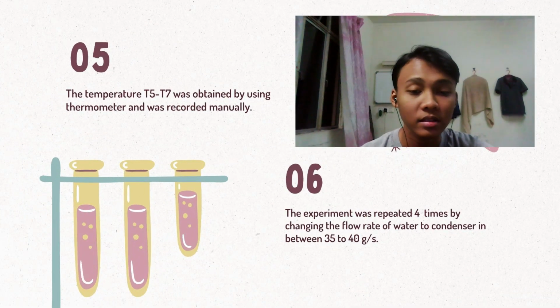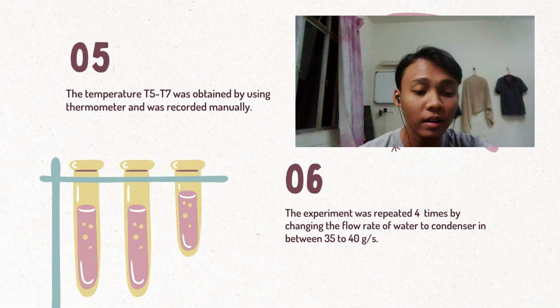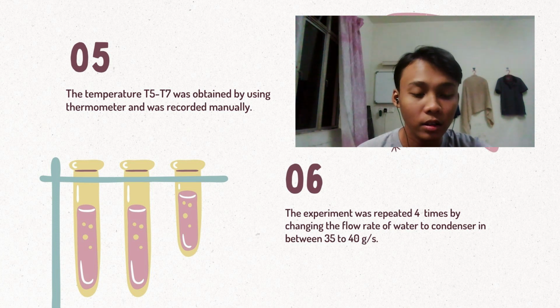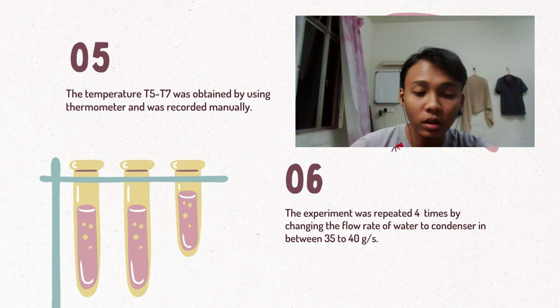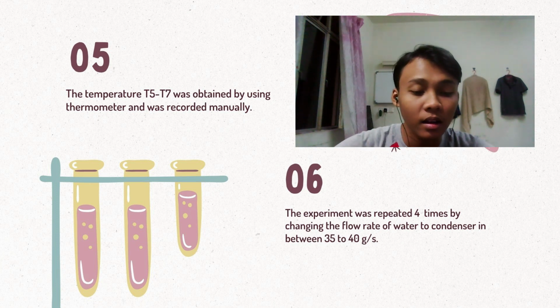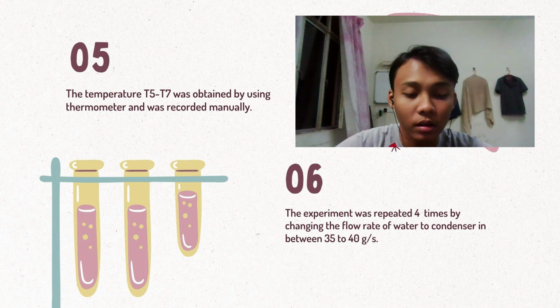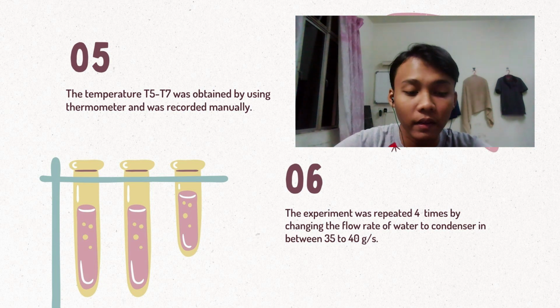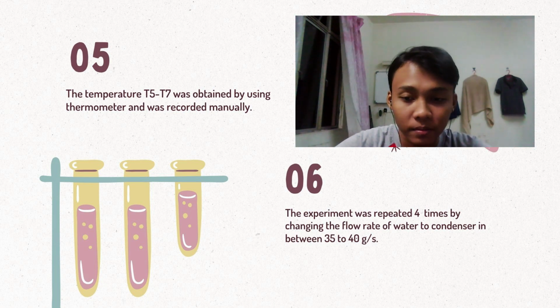And the fifth step is the temperatures T5 to T7. We obtained them by using the thermometer, and they were recorded manually. And the last step is the experiment. We repeated 4 times by changing the flow rate of water in the condenser between 35 to 40 grams per second.